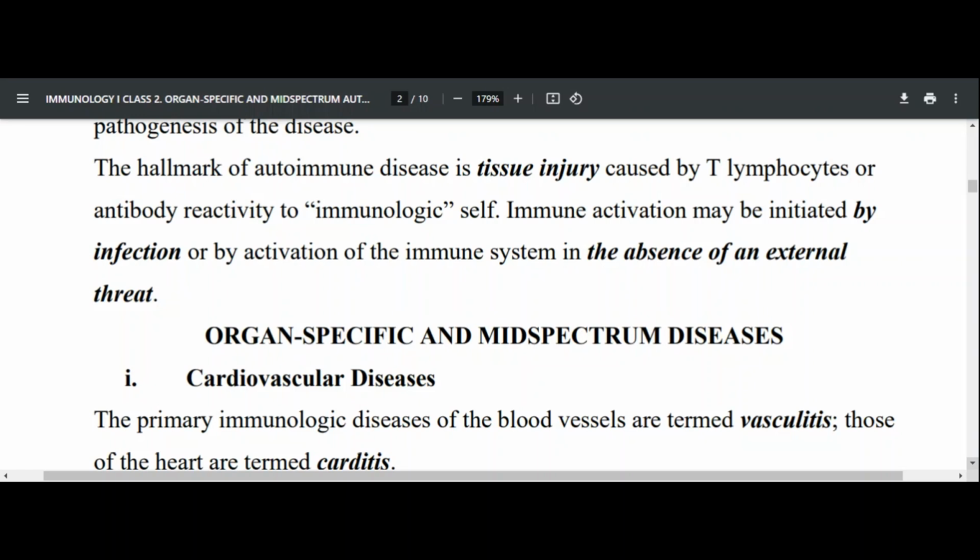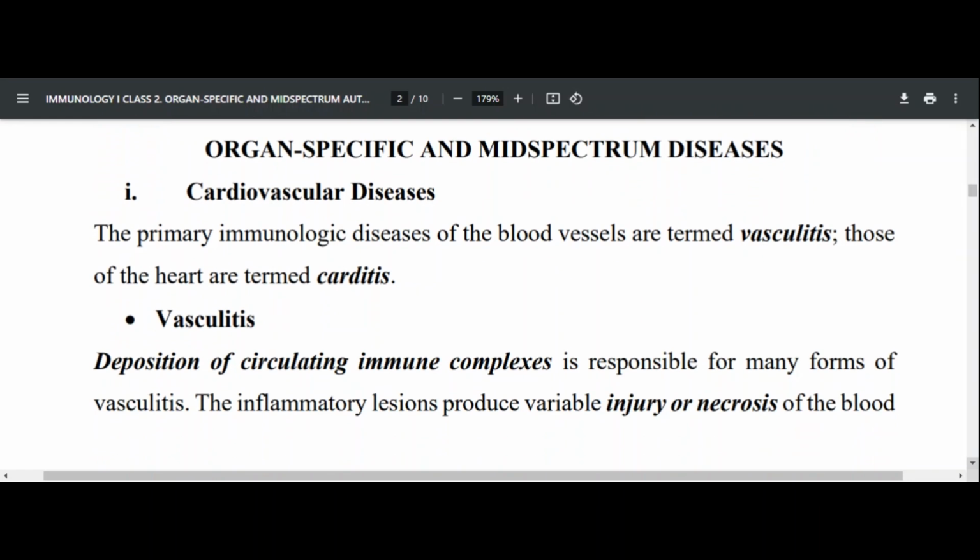The first group is cardiovascular diseases. We have some autoimmune cardiovascular diseases, the primary immunologic diseases of the blood vessels and the heart. So we have what we call vasculitis, an immunologic inflammatory condition of blood vessels. There is also inflammation that affects the heart, called carditis. Carditis is another autoimmune condition that leads to inflammation of the heart.